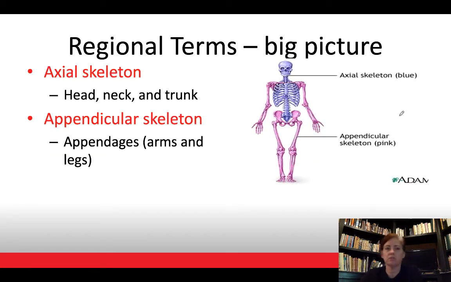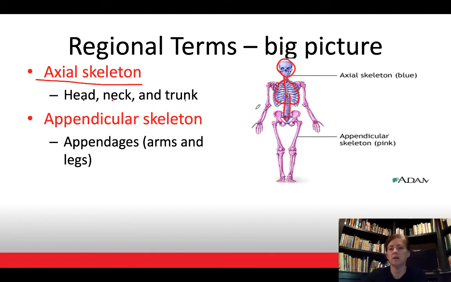We also have some regional terms to talk about. We can take the skeleton as a whole and divide it up into two different regions. The first one is the axial skeleton, shown here in the image as the blue part of the skeleton. We've got the skull, the spine, and the rib cage. So the head, neck, and trunk would all be considered axial skeleton.